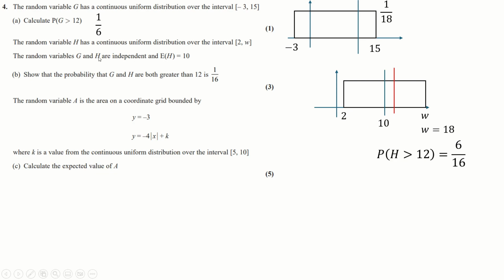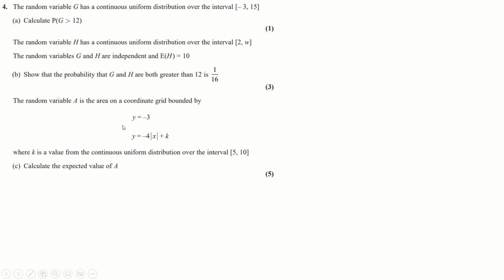And then, of course, if they need to both be greater than 12, then we just do this times this, assuming they're independent, of course, which is 1/16. So that's good. I probably should have said here, this is true: P of A and B is equal to P of A times P of B if and only if independent, which we were told, but I probably should have written that down. Anyway, the random variable A is the area given by this.